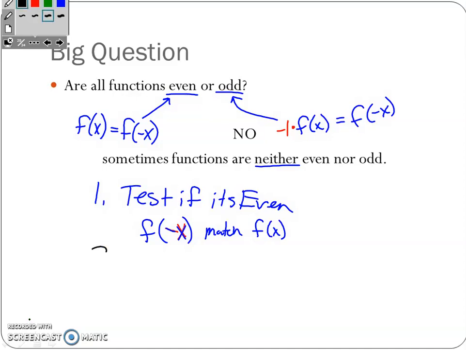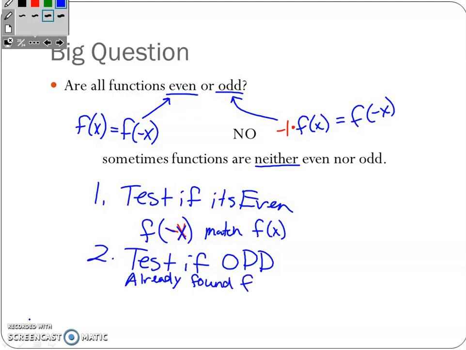What's our step 2? Well, our step 2 is going to be to test if it's odd. Okay? So how do I test if it's odd? Well, you've already found f of negative x. So now you need to take negative 1 times just your regular f of x. Okay? And if this matches this one here, then it's odd.